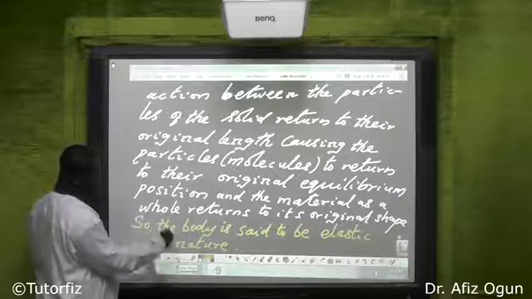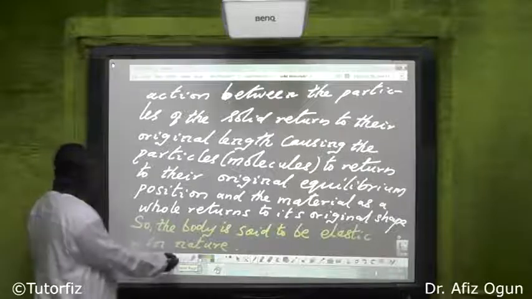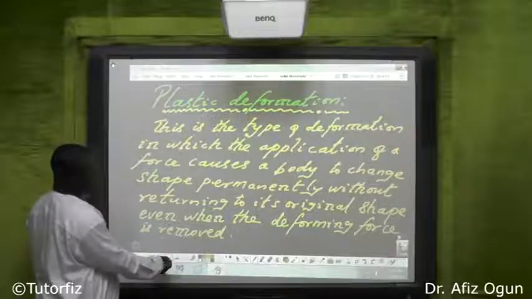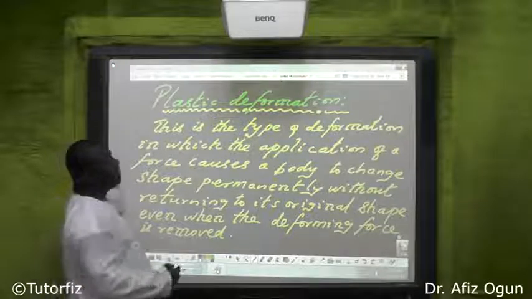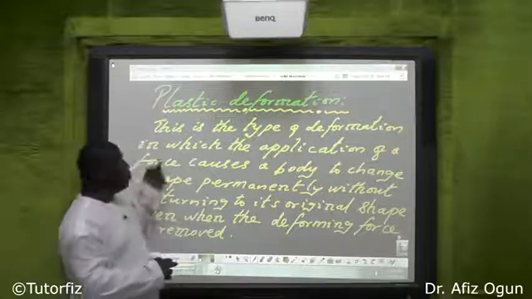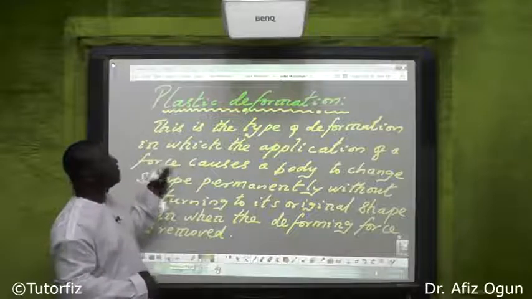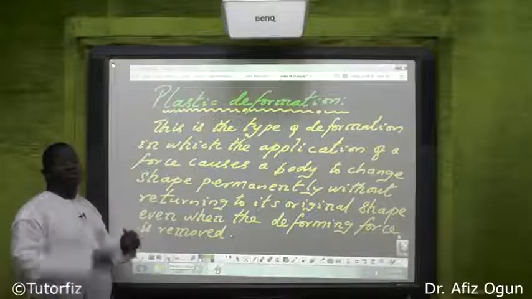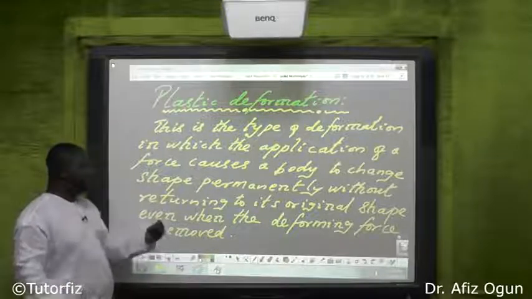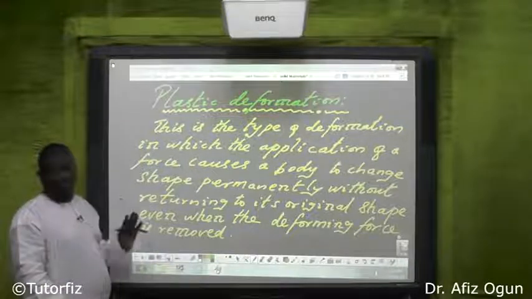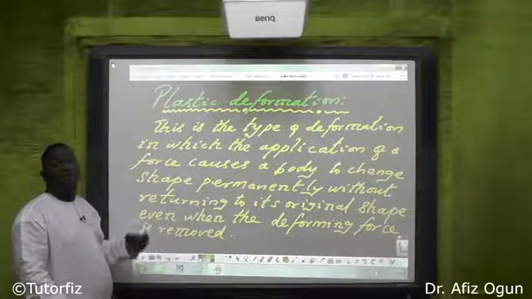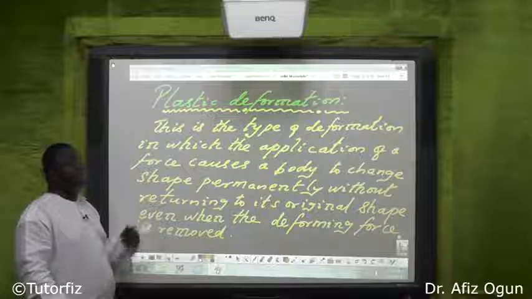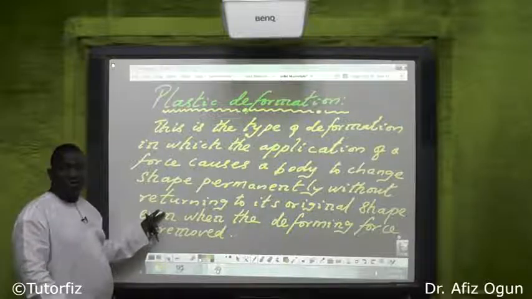Then let's look at plastic deformation. This is a type of deformation in which the application of a force causes a body to change shape permanently, without returning to its original shape, like the chewing gum, even when the deforming force is removed. The body does not return back to its original shape. You need to write this down. You already know about this, like your chewing gum.